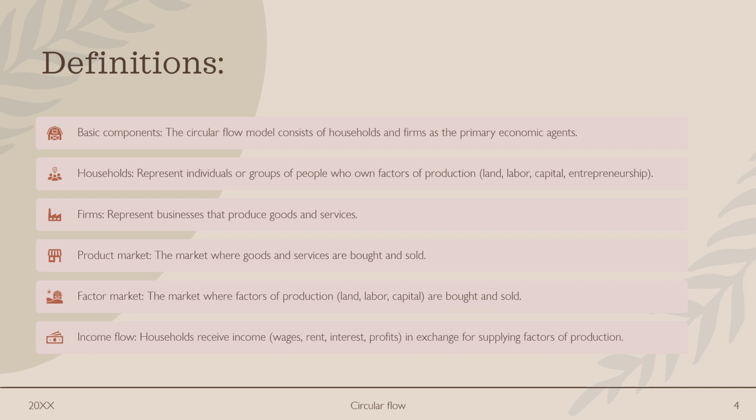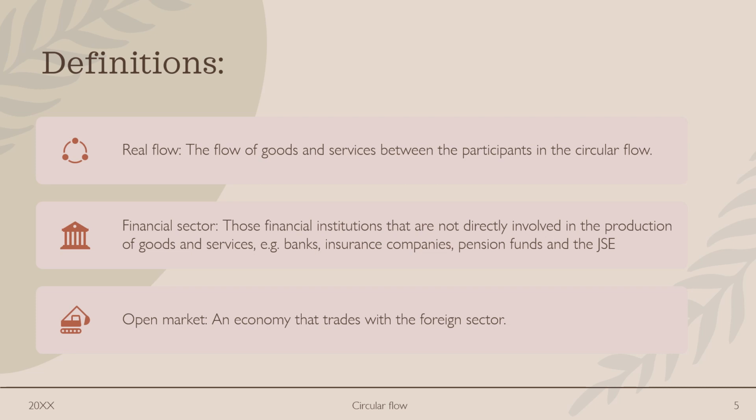Now, income flow can also be known as the money flow, which is when households receive income in exchange for supplying the factors of production, or the businesses receiving the payments for the goods and services. So it's basically the money part. Furthermore, we will have our real flow. The real flow is the flow of goods and services that happens between the participants.